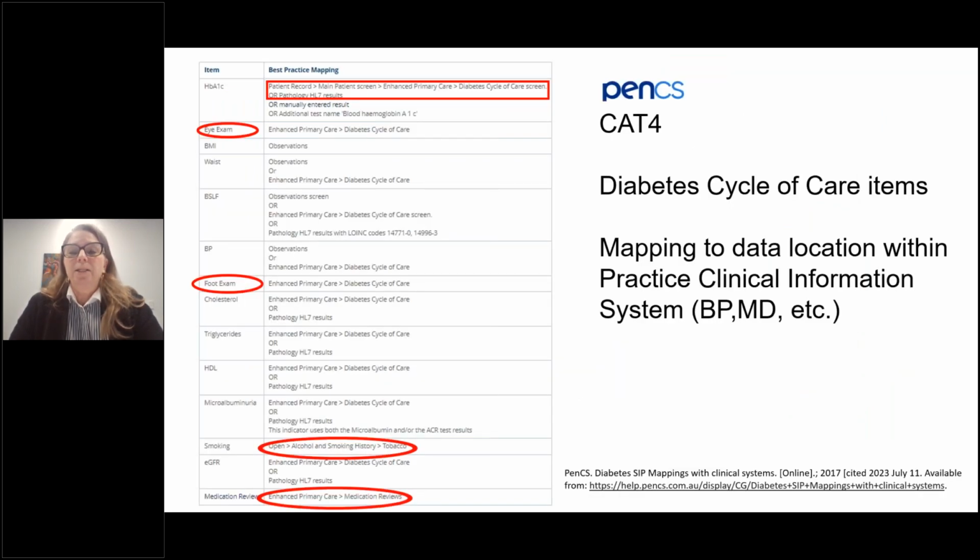Those reports are populated by where you actually record the items. So this is the mapping diagram of CAT4, and you can see most things are recorded in the diabetes cycle of care screens. Obviously, the pathology will drop in through the HL7 results, but just to draw your attention, the foot exam and the eye exam, where those are recorded, so those tend to be not so well done as we saw on that other screen. And also smoking and medication reviews. They're recorded in medication reviews and alcohol and smoking history. For example, that's for Best Practice, but Medical Director will be quite similar. So that's important that you code it in the right spot so that the audit tool is able to read it.